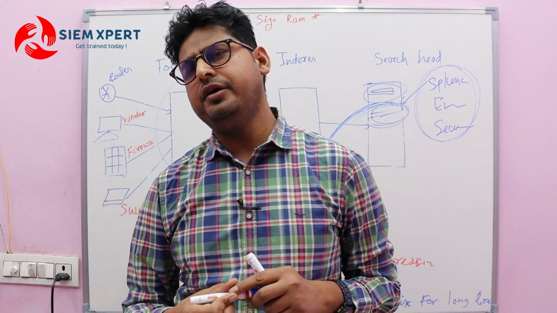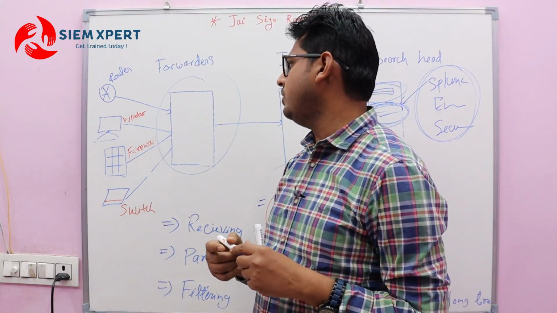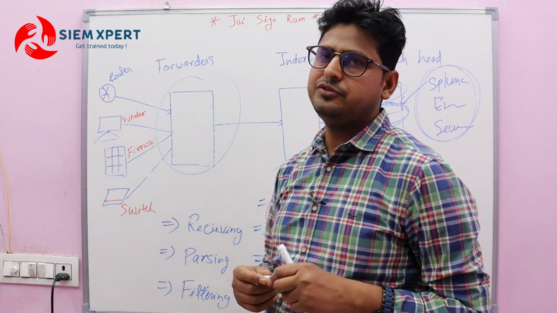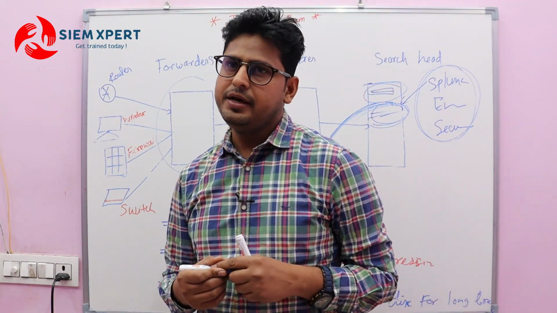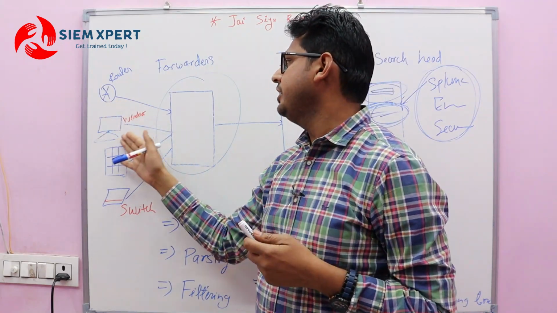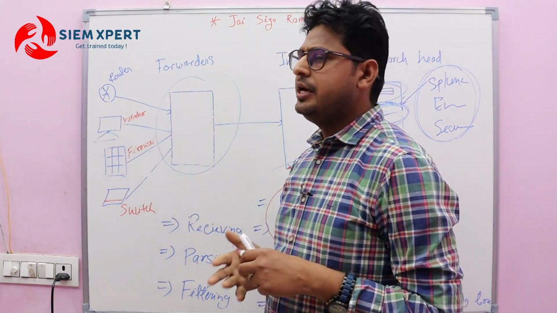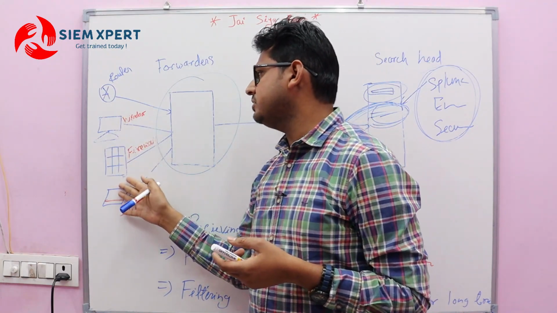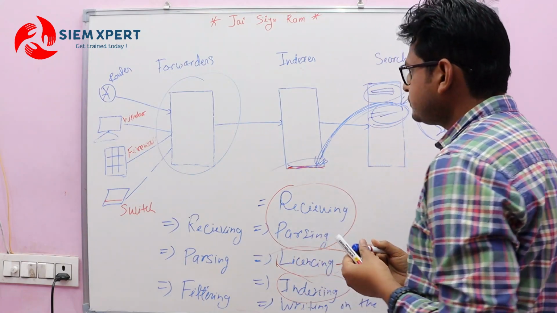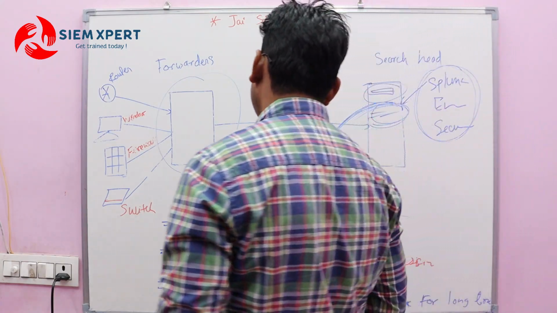So later, if you watch more of my videos, I'll be talking about what the differences are, and will deep dive into the heavy forwarder as well as the universal forwarder. What are the differences, and why do we need to deploy the universal forwarder even though we have the heavy forwarder? Because using the heavy forwarder also you can receive the logs. Then why do we need the client, right?